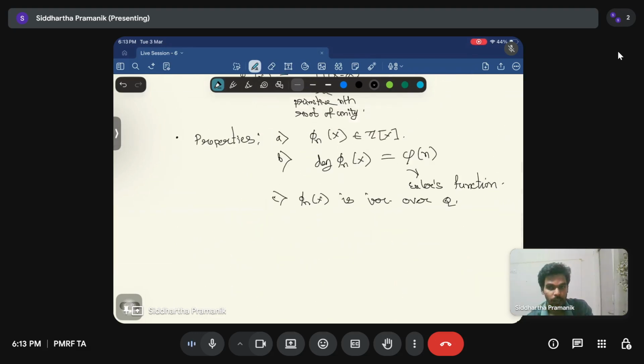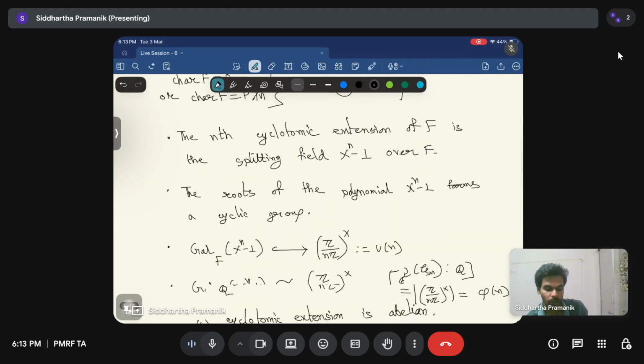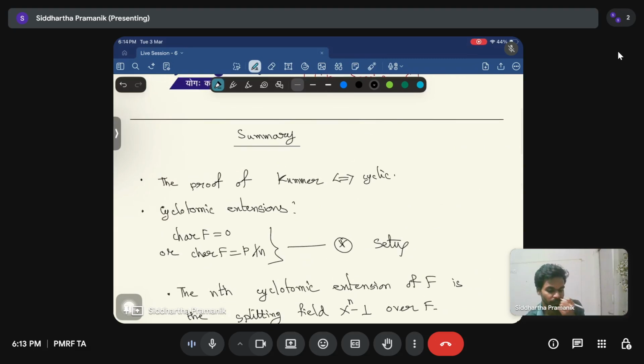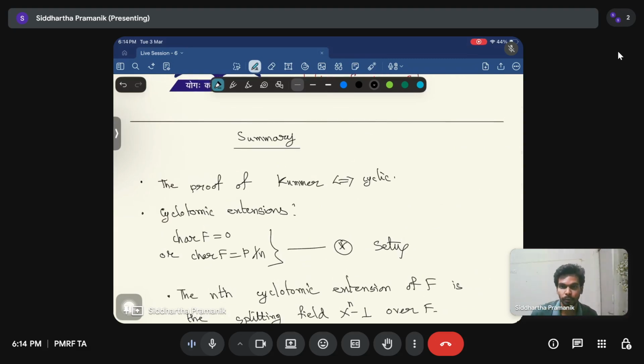Okay, then these are the topics from the cyclotomic extensions. And after that, we moved on to the topic of solvability, which is our final task, the insolvability of quintics.